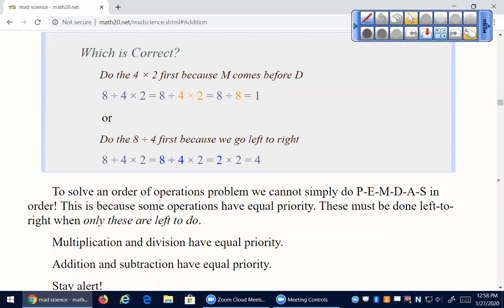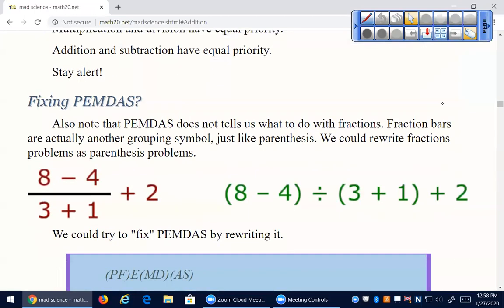Addition and subtraction also have equal priority. Another note about PEMDAS is people sometimes are taught about PEMDAS without thinking about fractions. Fractions are actually just like parentheses in disguise. Anything you write with a fraction, I can also write with a division symbol. If needed, I'll use parentheses to keep my numerator and denominator together.